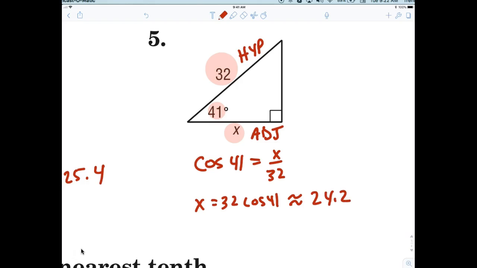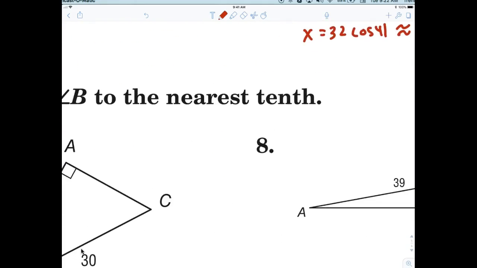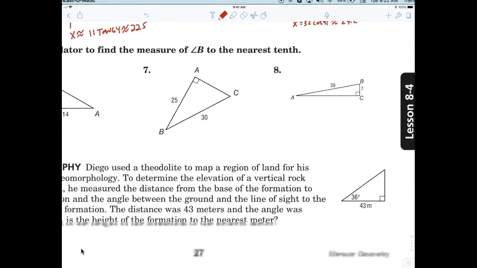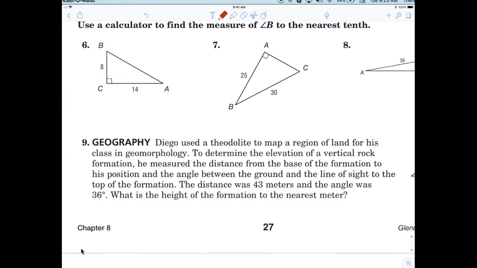Everybody okay with that? All right, let's do the next one. Now we're trying to figure out angle B. So 14 and 8 represent, so we're going to use a tangent, exactly. So I want you to write tangent of B is equal to 14 over 8. Is everybody good with that? You can reduce it if you want, but is it necessary? No, because your calculator is going to do the work.